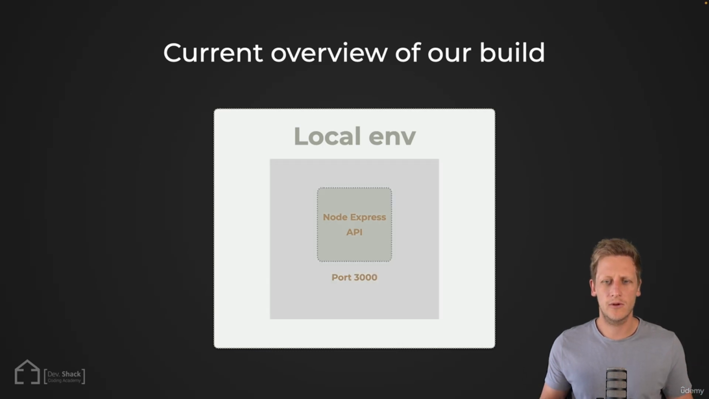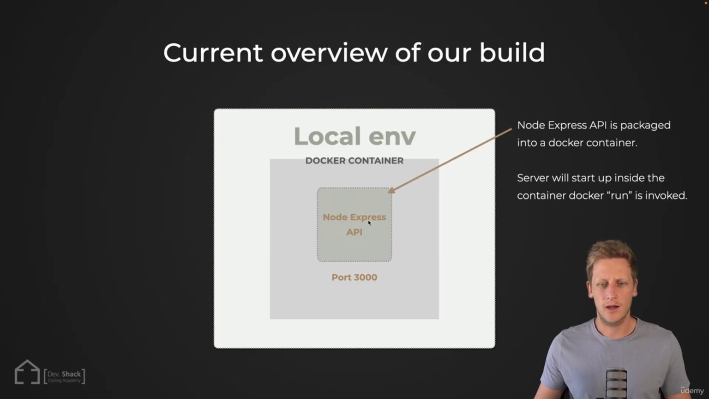We took this one step further, and we've used Docker to containerize this application. So within our Docker container, our Node Express API now resides. And within the Docker container, the Express API is listening on port 3000. When the Docker container is run, our Node Express server will automatically start up just as we would start it up on our local machine. This is where we left off at the end of Module 2.